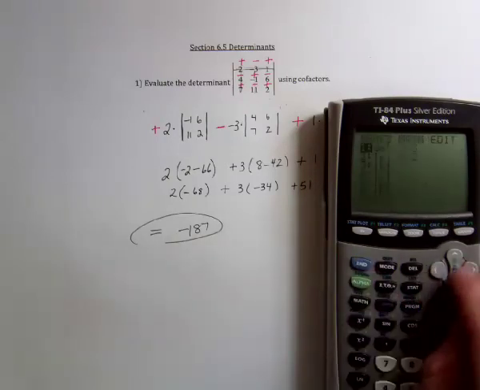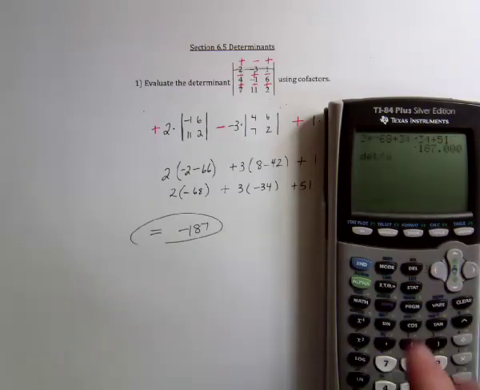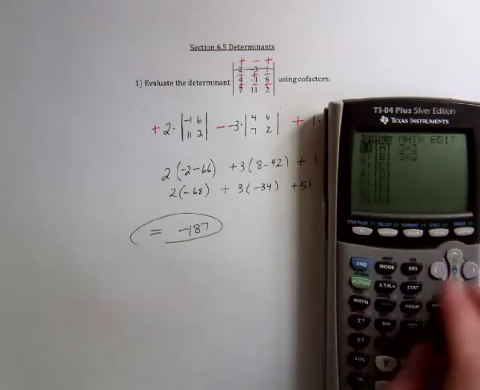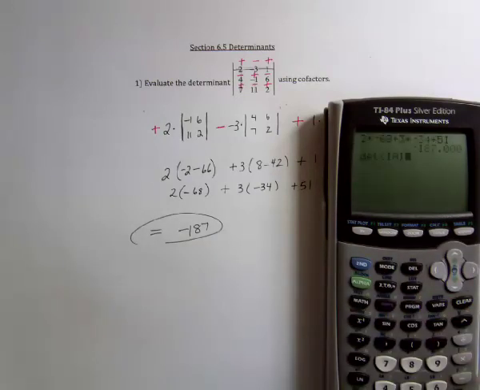Whoops. Oh, it's the first one. And then go back into matrix and get the name A and find the determinant. And we got it right, -187.